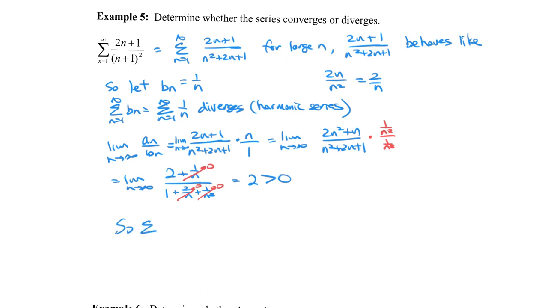So our series, 2n plus 1 over n plus 1 squared, diverges by the limit comparison test.